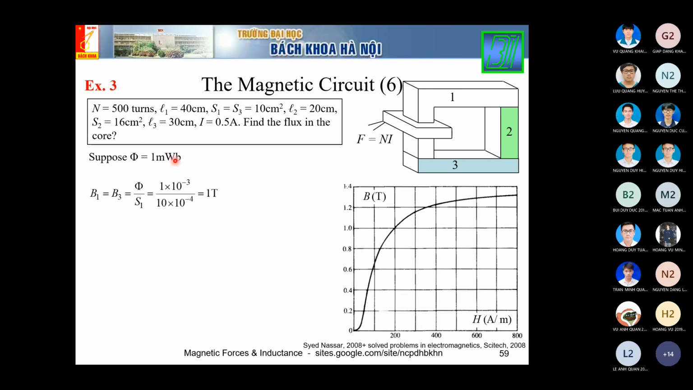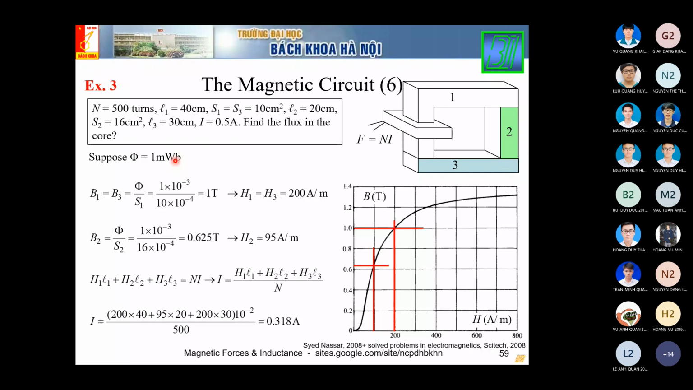Okay, and we apply the forward method to find the corresponding current. I will go through this one very quickly because we did this in the previous exercise. Okay, so with the assumption of 1 milliweber here, the answer here is 0.318 ampere. Is this okay? No, this one is not okay because according to the exercise here, the current must be 0.5, not 0.318. So our assumption here is incorrect.